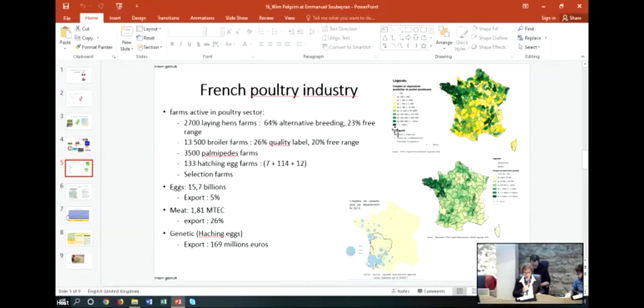What we can also observe from the figures on the left side is a high percentage of free-range farms, which is something that is asked for by the consumer. So it's getting more and more important. And also you can see that we have a lot of ducks, palmipeds, which is also something very interesting regarding the avian influenza risk factor.